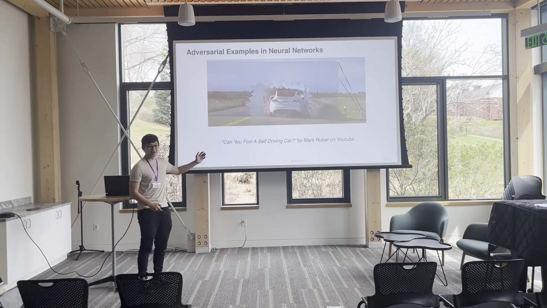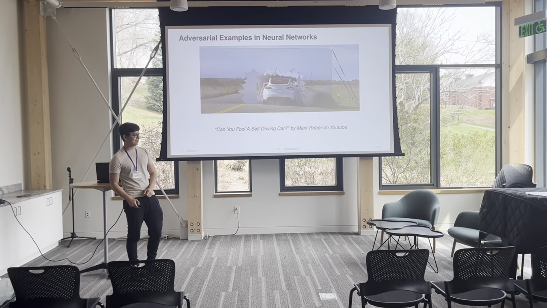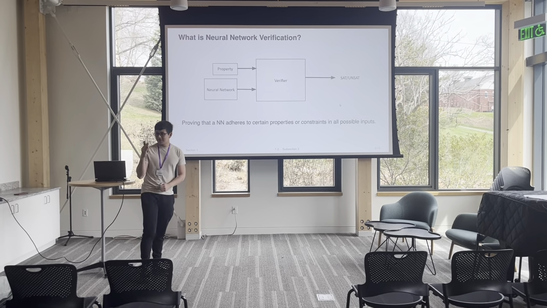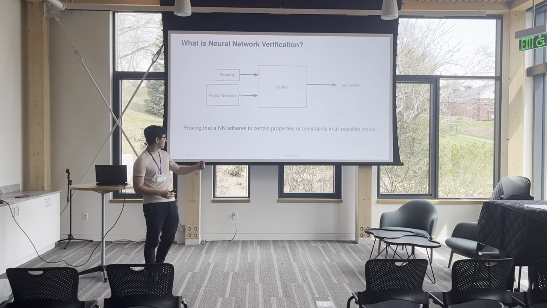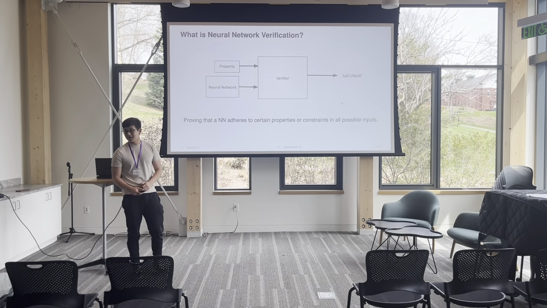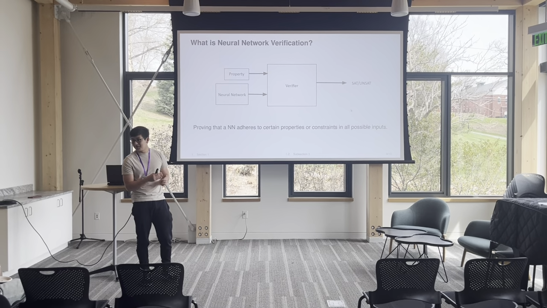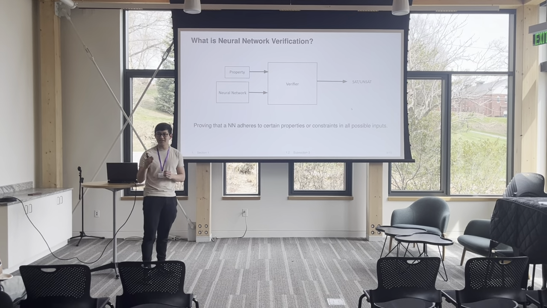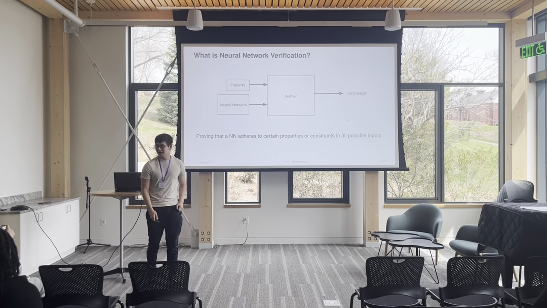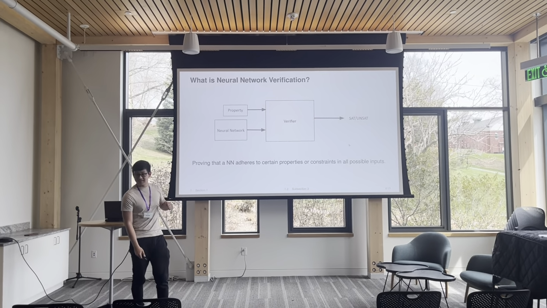So this is where neural network verification gets in. First, what is neural network verification? Neural network verification is a process in which you prove a certain property about a neural network across every possible input with mathematical rigor. So you get a formal guarantee about its behavior. This is kind of the schematic for it.